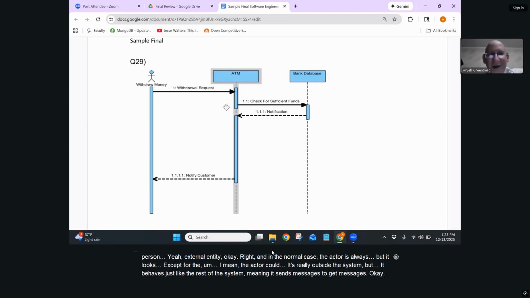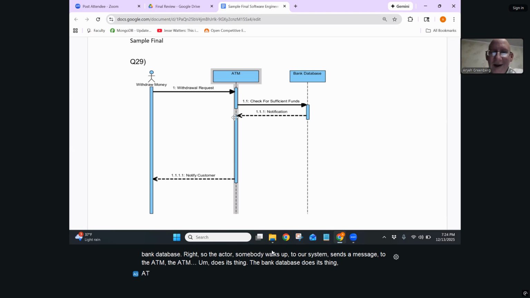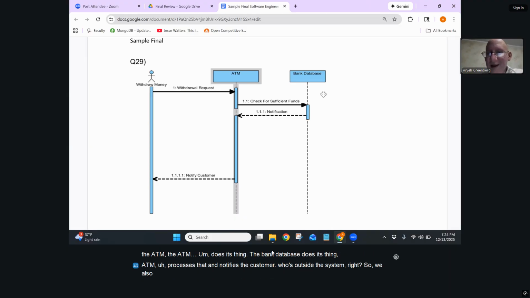But this is supposed to be the user, and the system is really only the ATM and the bank database. Right? So somebody walks up to our system, sends a message to the ATM, the ATM does its thing, the bank database does its thing, the ATM processes that and notifies the customer who's outside the system. Right. So which message would go first?